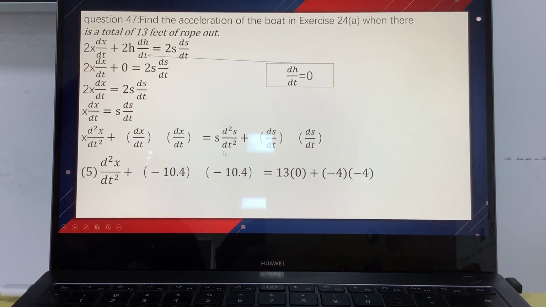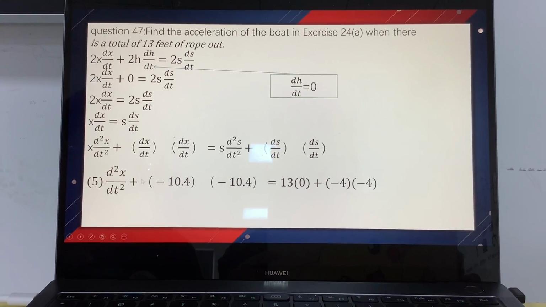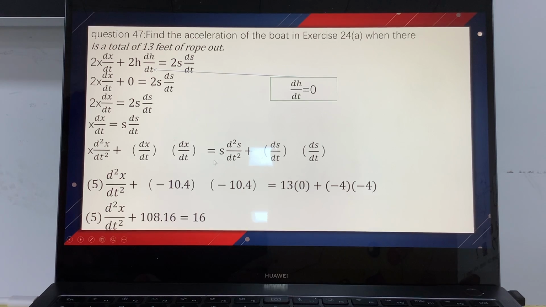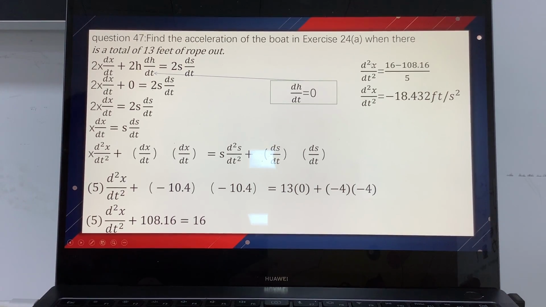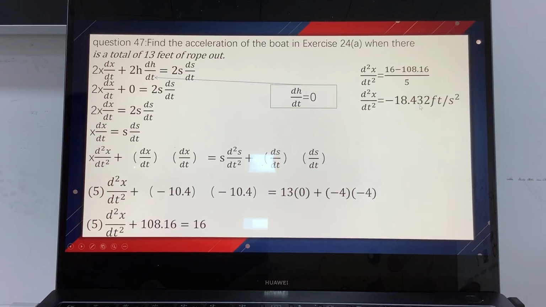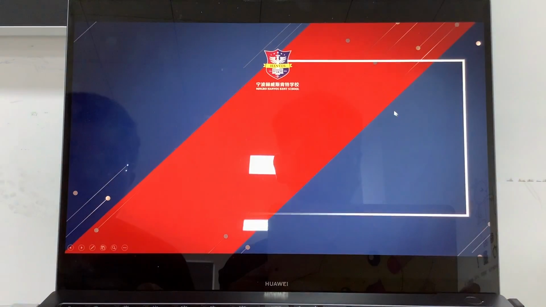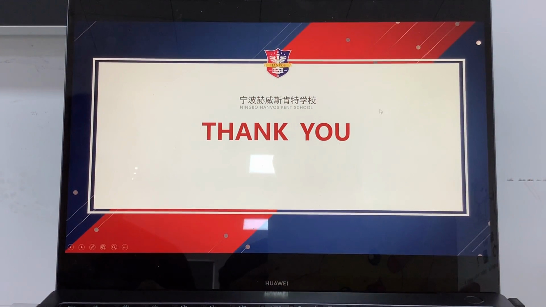So the question is very easy. We can easily find d squared x over dt squared. So the answer is d squared x over dt squared equals negative 18.432 feet per second squared. So that's all. Thank you for listening.